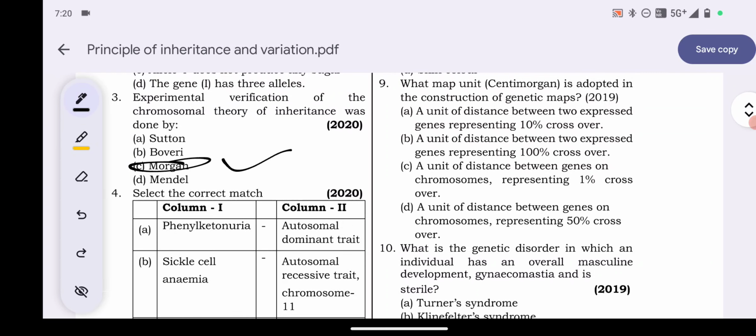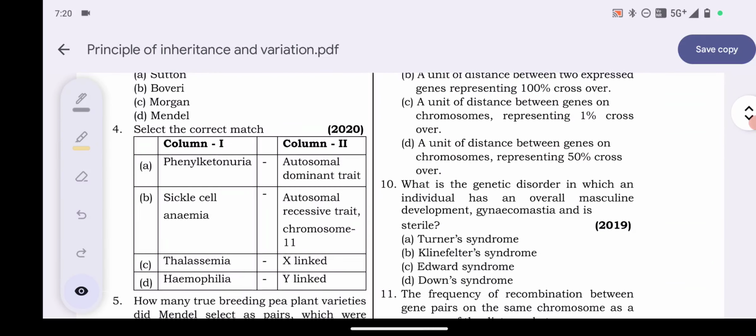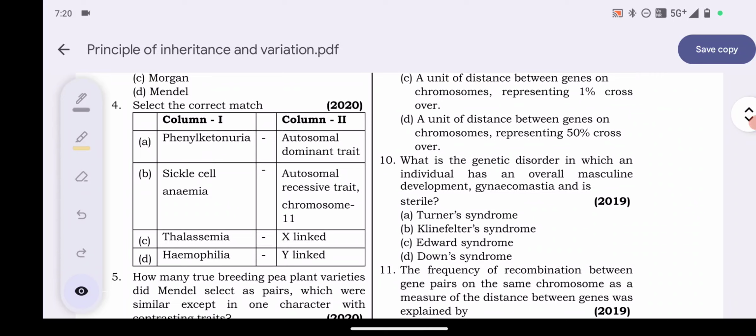Question number 4. Matching is there. Select the correct match. Column A, column 2. Option A phenylketonuria PKU. Option B sickle cell anemia, autosomal recessive trait, chromosome 11. Option C thalassemia, X-linked. Option D hemophilia, Y-linked. We have to find the correct match. So here the correct match is option B sickle cell anemia, autosomal recessive trait, chromosome 11.